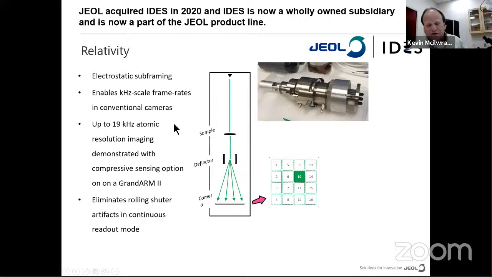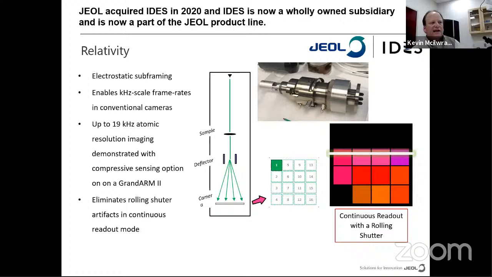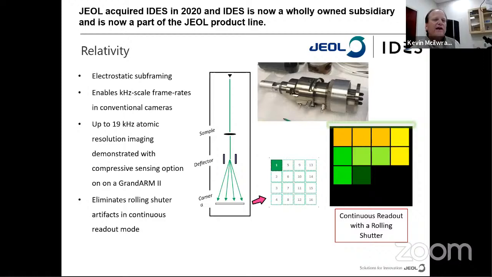So JEOL acquired IDES in 2020, and IDES is now a wholly owned subsidiary and a part of the JEOL product line. They've got some revolutionizing, very cool things. They sell a product called Relativity, and it's basically electrostatic subframing on a kilohertz scale with conventional cameras. So you basically have a continuous rolling shutter readout. So we can kind of break things up, and we can take a normal camera and make it a high speed camera by doing a lot of this subframing.